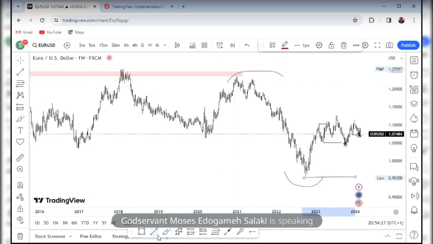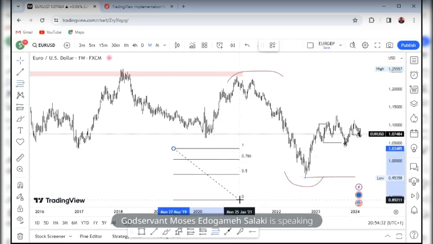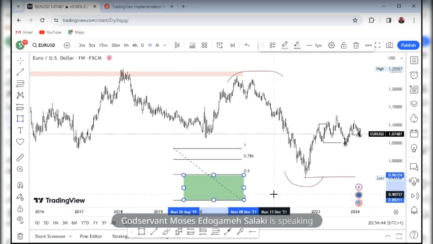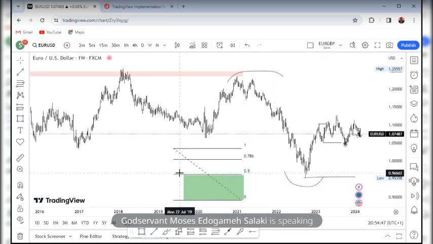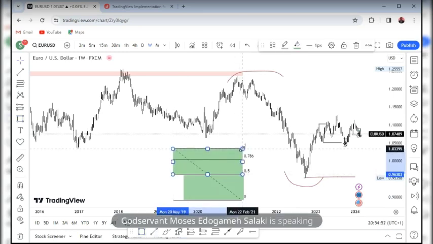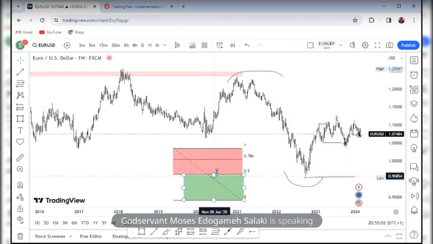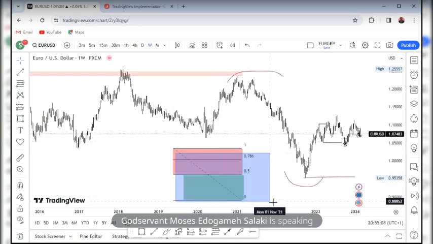Then we also have what we call the premium and the discount zone. That's my Fibonacci retracement. From 50 and below is discount. That's where you want to look for buy opportunities. And 50 and above is your premium zone, where you want to look for selling opportunities. So 50% above, you want to sell; 50% below, you want to look for buying opportunities.